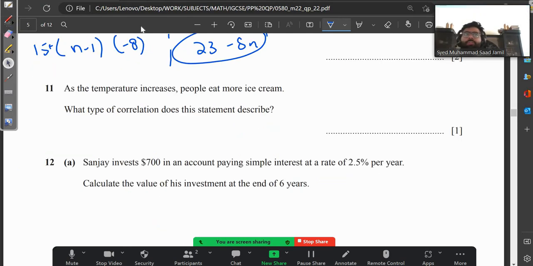Moving on to question number 11, it says as the temperature increases, people eat more ice cream. What type of correlation does this statement describe? Look, when one thing increases and the other also increases, it's positively correlated, positive correlation. For example, when there is more heat, temperature is increasing, more people are eating ice cream, both are increasing, positive correlation.